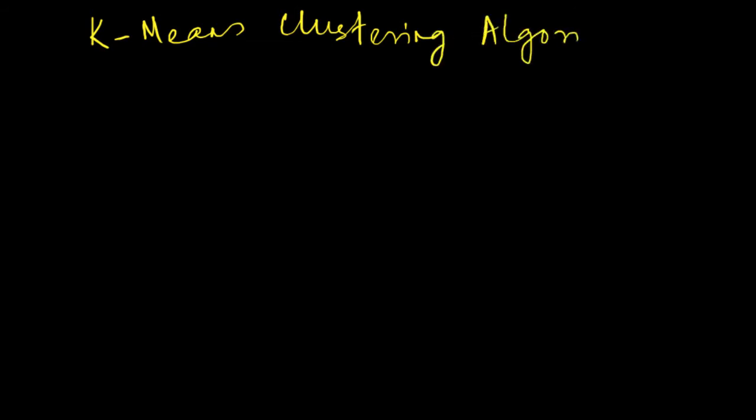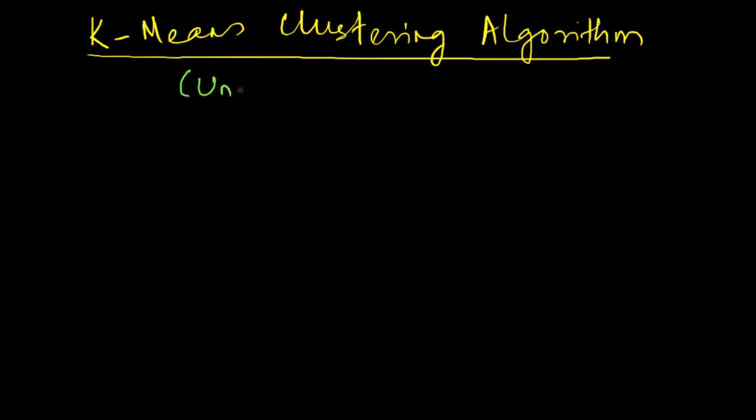So what we are trying to understand is K-means clustering. As I said, this algorithm is a part of unsupervised machine learning. So there are three paradigms of machine learning: supervised machine learning, unsupervised machine learning, and reinforcement learning. What we are going to learn now is a part of unsupervised machine learning.